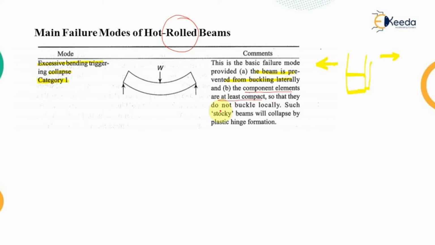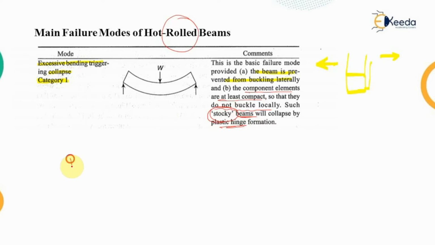So slender, plastic, the compact section and semi-compact sections. The compact sections do not buckle locally. That means they must be strong enough, and this type of beams are usually the stocky beams. That means these are the heavy beams which do not buckle locally. Therefore, in this condition, the only failure criteria will be because of the plastic hinge formation.